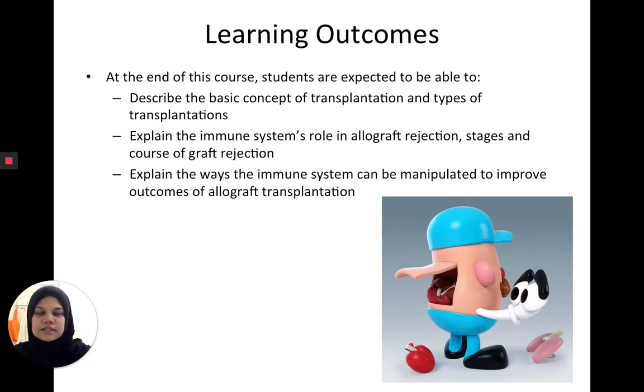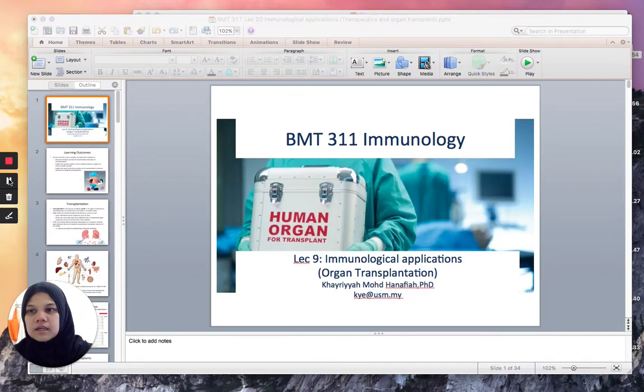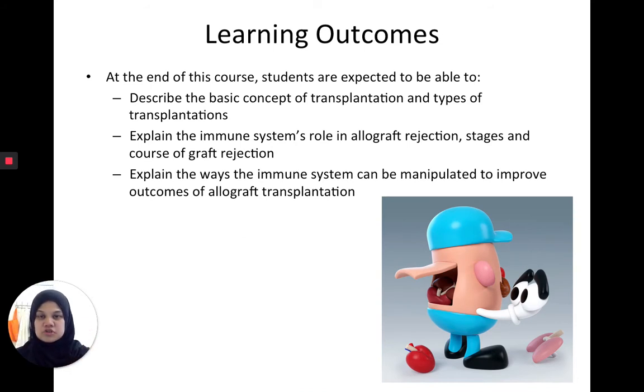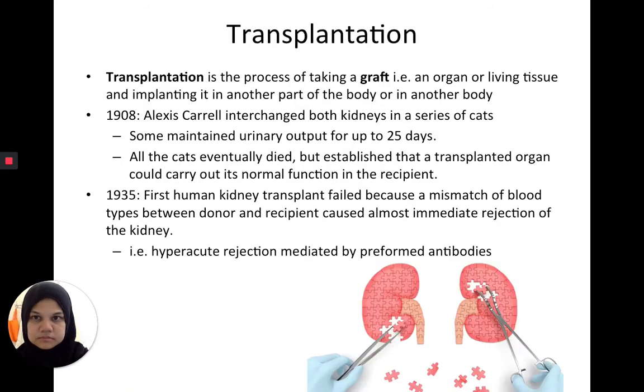For this lecture, the learning outcomes include that students... Right, so where were we? Yes, so the learning outcomes are that you could describe the basic concept of transplantation and different types. Then explain how the immune system plays a role in whether or not a transplant is successful. And whether or not a transplant is successful is usually based on whether or not the transplant is accepted or rejected. And so the rejection involves the immune response. And finally, you should be able to explain the ways the immune system can be manipulated to improve this transplantation procedure. So before we go into all of that, let's have a look at what transplantation actually means.